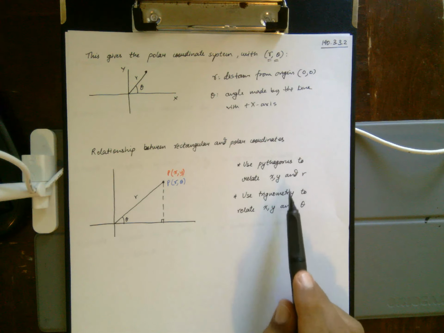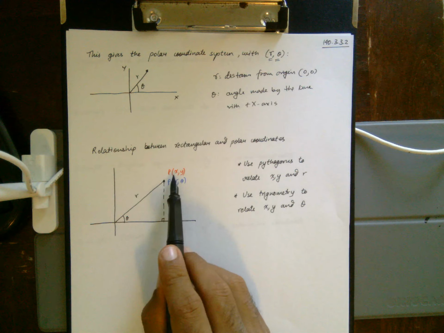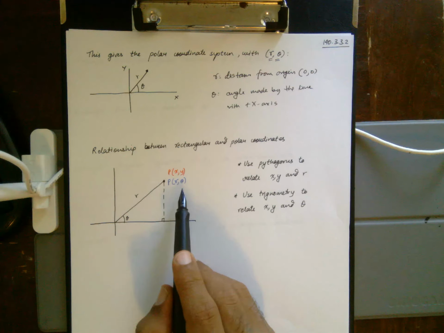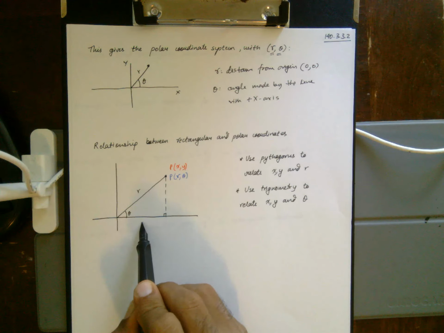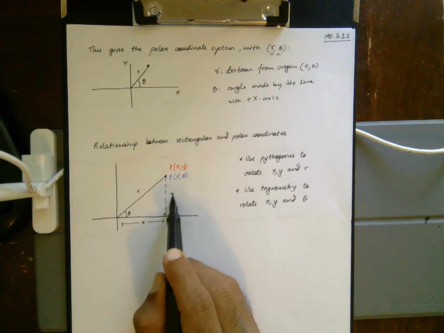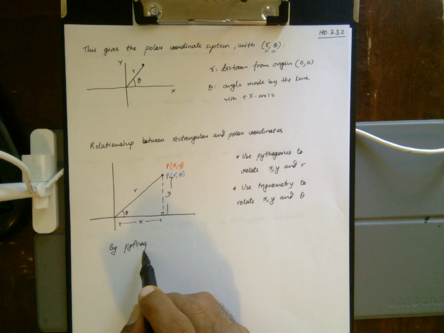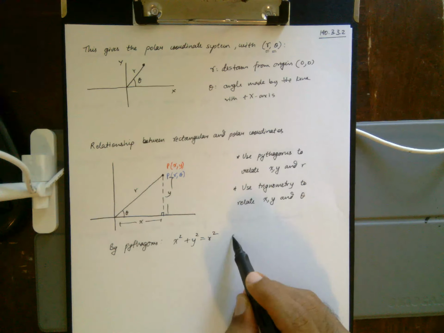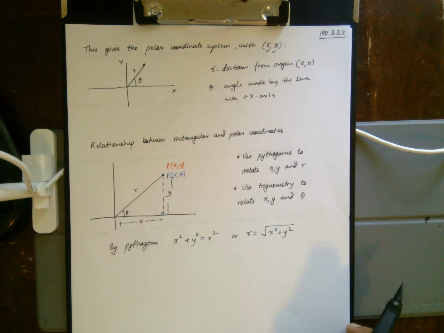Now I put some hints here, so maybe before the video you try to get this. So we have two ways of identifying this same point P, x, y, which we are familiar with, and r, theta, which we are trying to develop. So the hint says use Pythagoras to relate x, y and r. Now if this distance is x and this distance is y, then by Pythagoras we already have a relation. So right angle, so x squared plus y squared is r squared, or r is exactly the square root of x squared plus y squared.